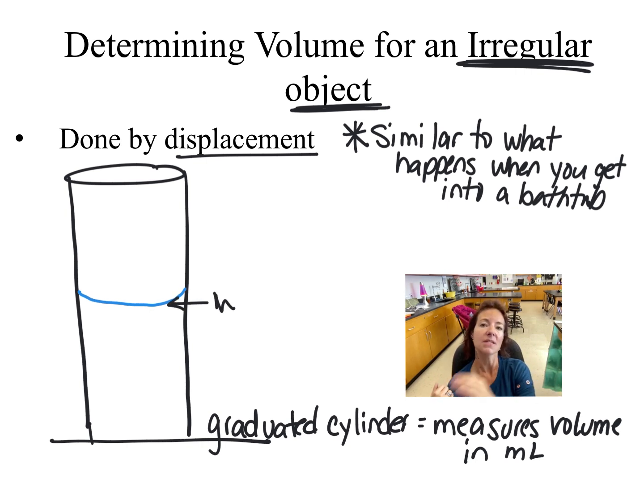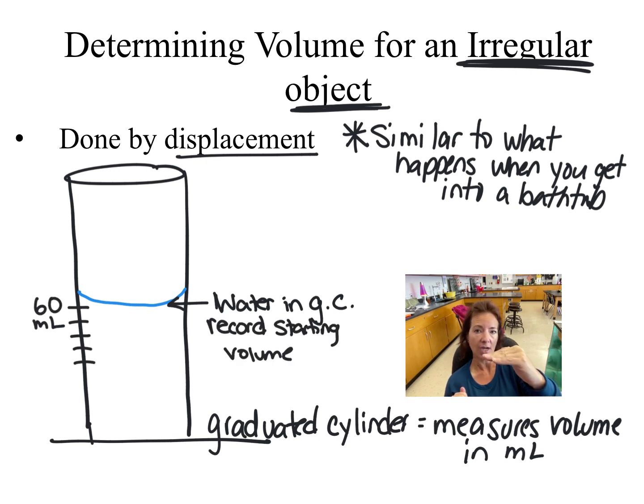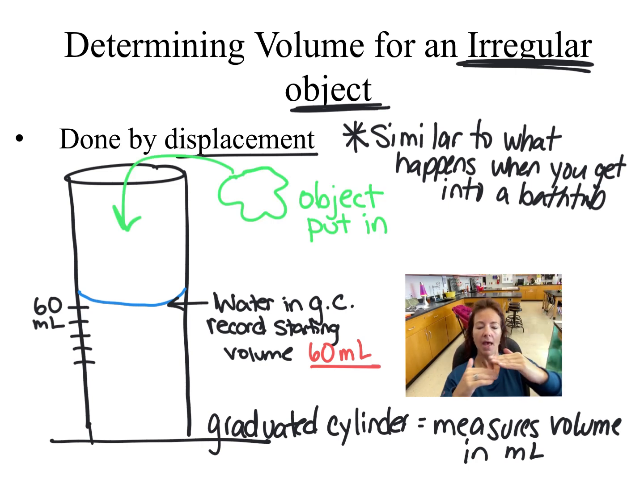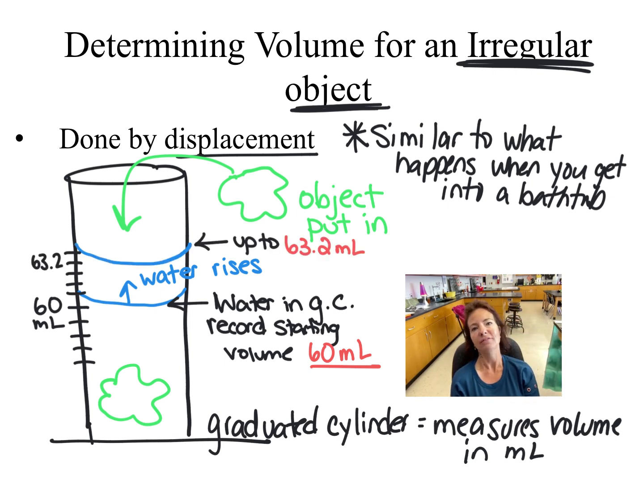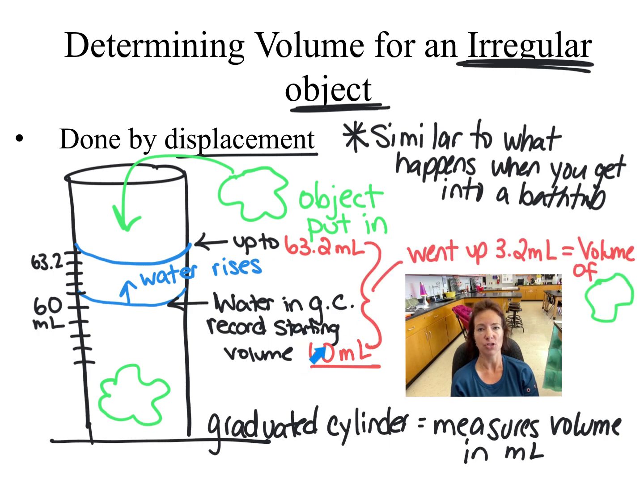So if I have a material with an irregular shape, I can take a graduated cylinder and record my beginning level of the water in that graduated cylinder. I then put in my object that I want to figure out the volume of, and record my ending water value. However much the water goes up by is the volume of the material that I put into the graduated cylinder. That is the displacement method.